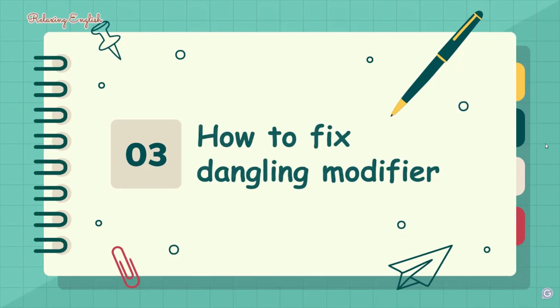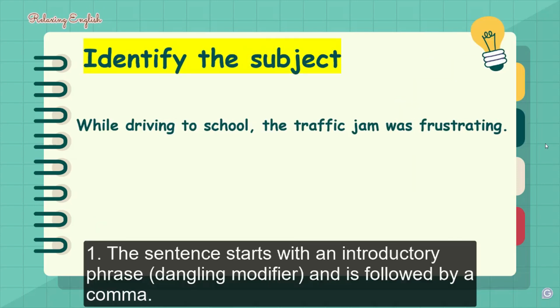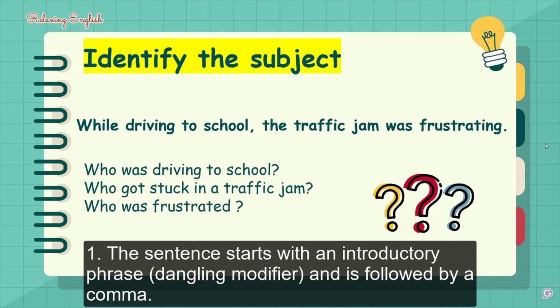Number 3, I will show you more on how to fix a dangling modifier by giving you some tips. First, you should identify the subject. In the example, while driving to school, the traffic jam was frustrating. So who was driving to school? And who got stuck in a traffic jam? And who was frustrated? The subject in the main clause here is the traffic jam. The traffic jam cannot be frustrating, and a traffic jam cannot drive to school. So the sentence is incorrect.